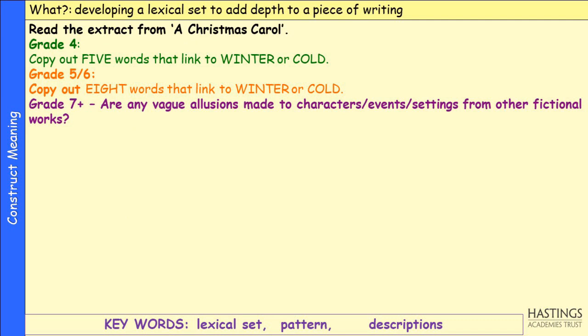Okay, we're about to read an extract from A Christmas Carol. If you're aiming for a grade 4, can you copy out 5 words that link to winter or the cold? If you're aiming for a grade 5 to 6, copy out 8 words that link to winter or cold. And if you're aiming for a grade 7, I'd still like you to find some words that link to winter or cold, but I'd also like you to see if there are any allusions made to other characters, events or settings from other fictional works.